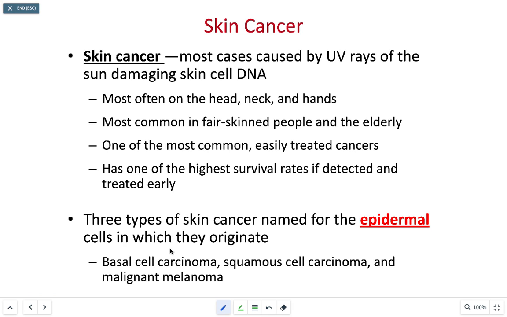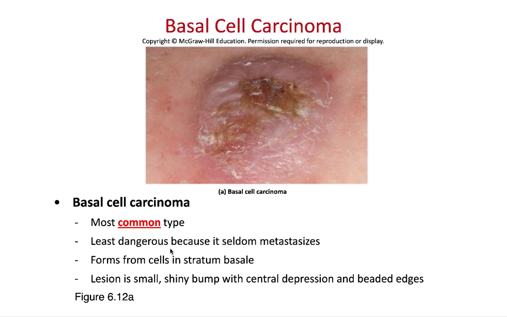So let's talk about the different kinds of skin cancers. We have basal cell, squamous cell, and malignant melanomas. So let's talk about the basal cell. Those basal cell carcinomas are the most treatable and the most common.